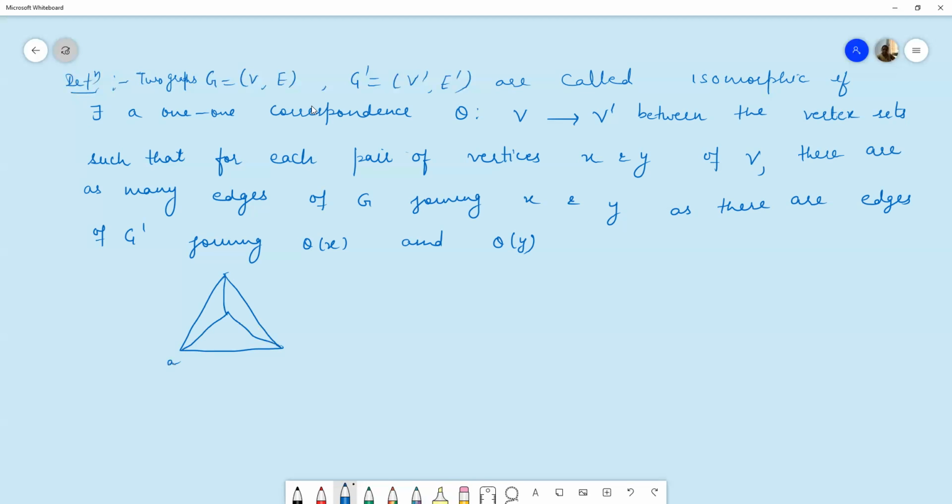Here we have four vertices, let us say A, B, C, D in this graph, and one more graph we have like this. Let us say these are vertices P, Q, R, S. Now we are saying that these two graphs are isomorphic to each other. So let us see how.